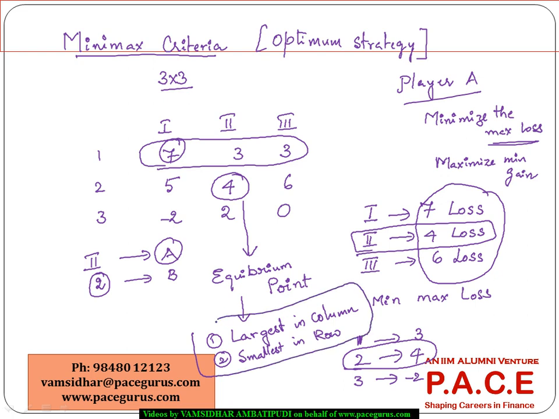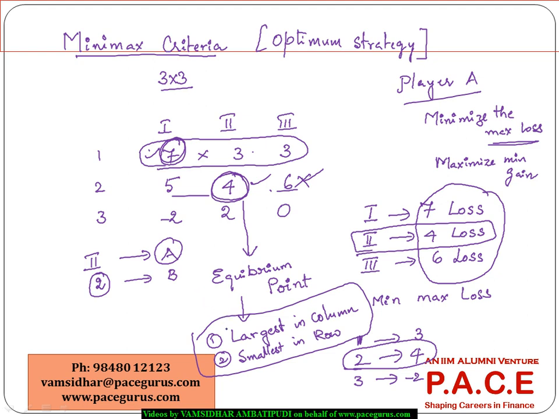A quick way to observe is, I'll see, okay, the largest in the column is this, but this is not the least in the row. So this can't be an equilibrium point. The largest in this column is this, but this is also the least in the row. So this is an equilibrium. The largest in this column is this, but this is not the least in the row. So this is not an equilibrium point. So I can very well check for the point that is the largest in the column and the least in the row.